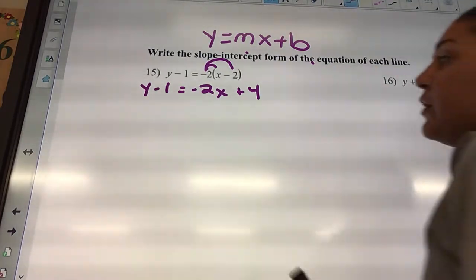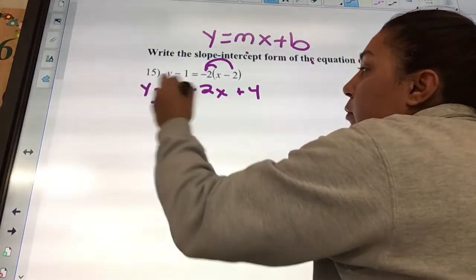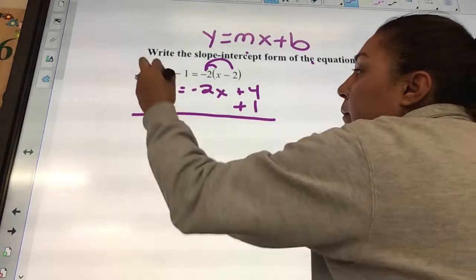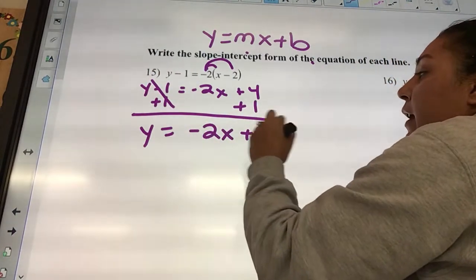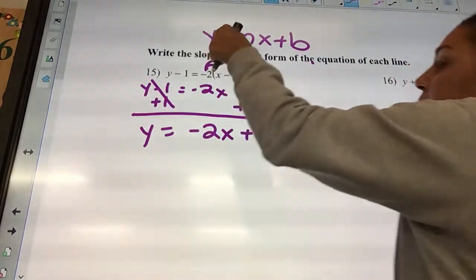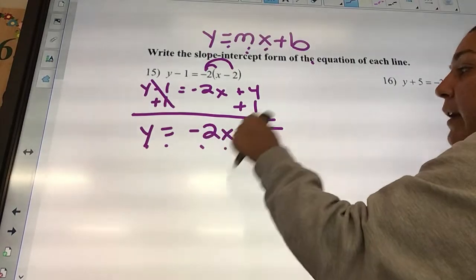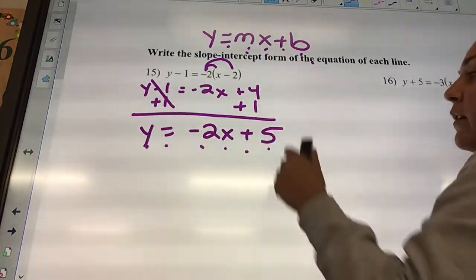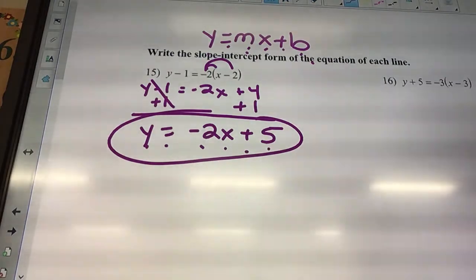Okay, and then we're trying to get y by itself, so I need to move this minus 1. So we're going to say plus 1, plus 1. Okay, so I got negative 2x plus 5. And we can see now that this looks like y equals mx plus b. Okay, my slope is negative 2 and my y-intercept is 5.